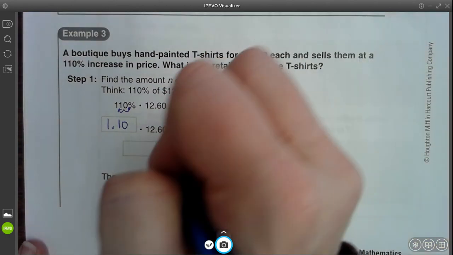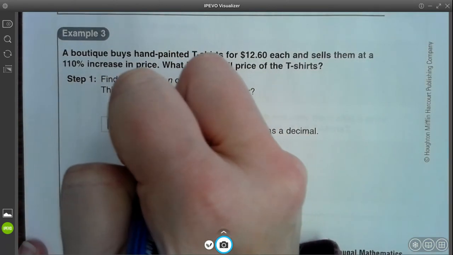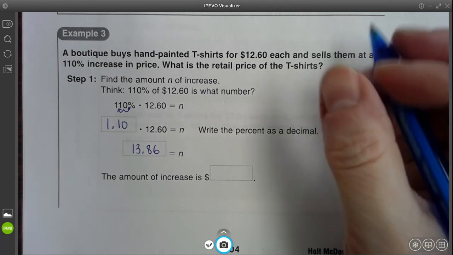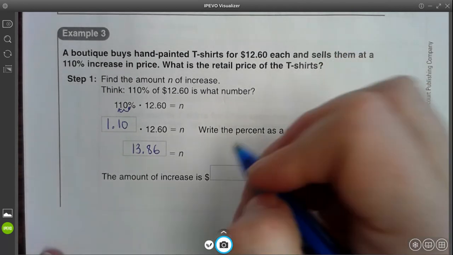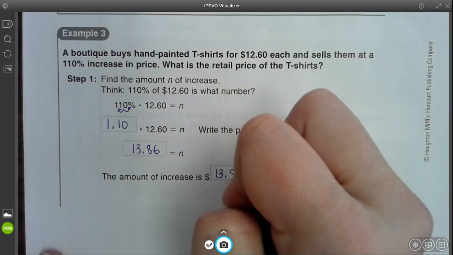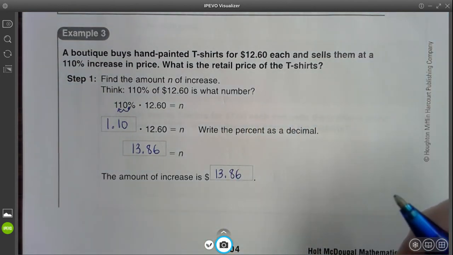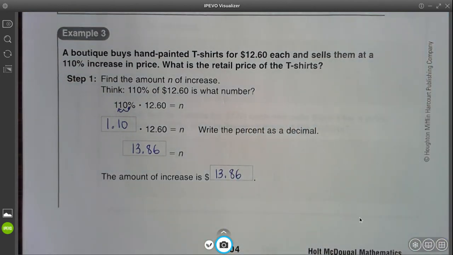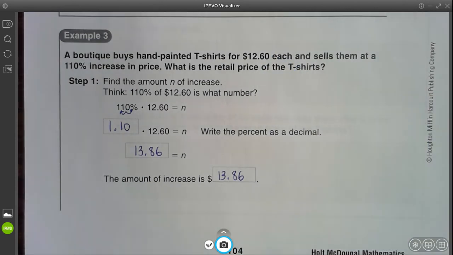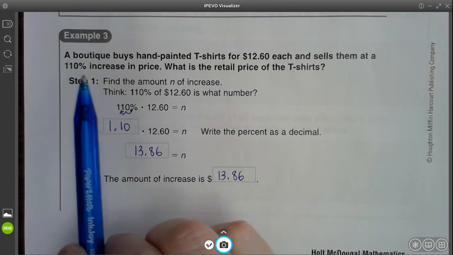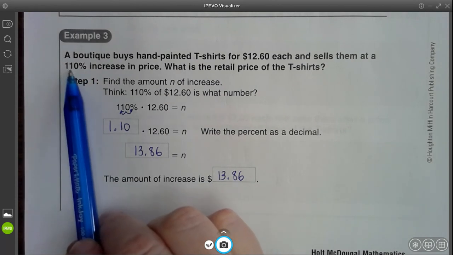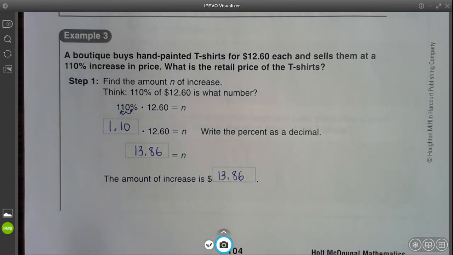If I multiply those, that ends up being 13.86. Okay. So we're going to increase that amount by $13.86. So that means they're actually going to have a different price for the retail. We're going to add $13.86 onto this amount so that we make 110% profit, which, as I told you before, 100% means it's going to double in price, right? So this is going to more than double in price.